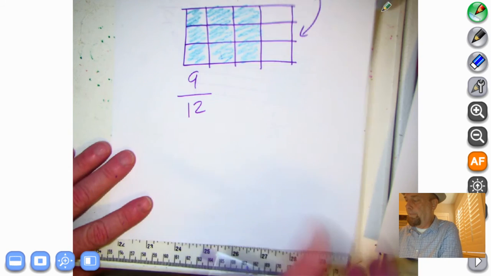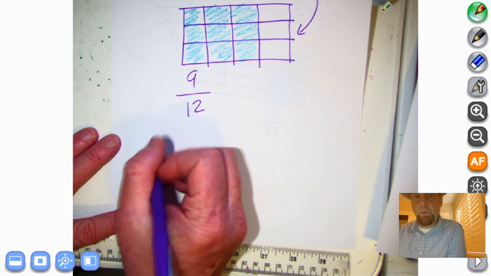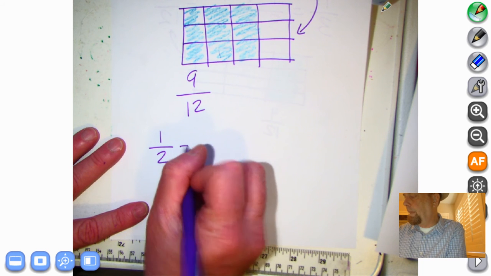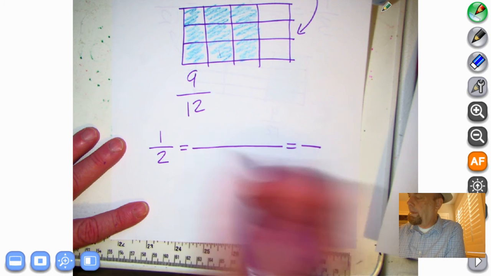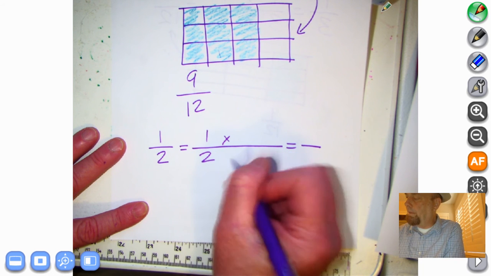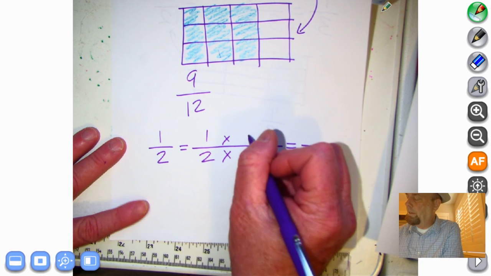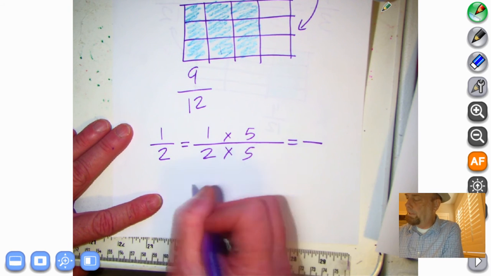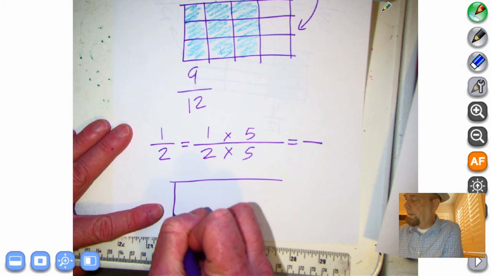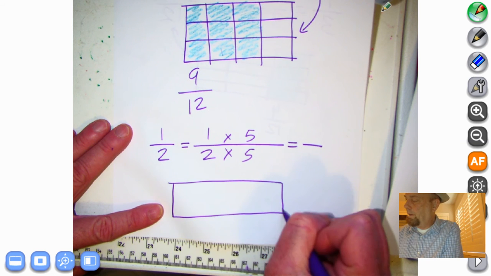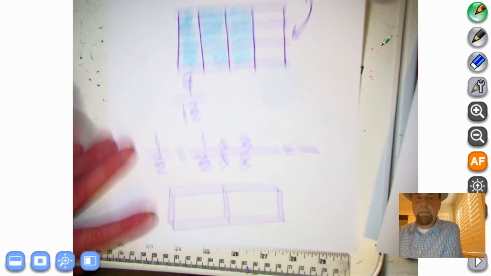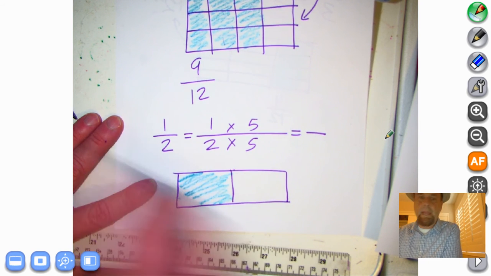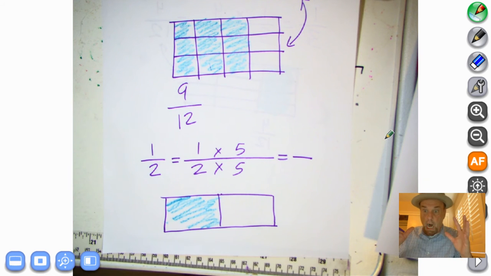You're going to do one on your own. I'm going to give you 1/2 equals, and I want you to take your 1/2 and multiply it by, let's do 5. You're going to come up with the answer there, and then you're going to make a diagram here, and we're going to shade in 1/2. So finish the diagram and the multiplication and pause.